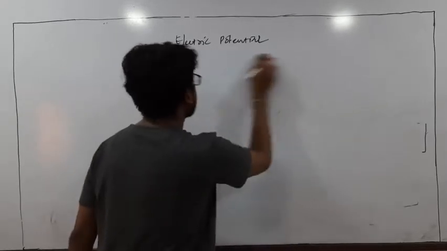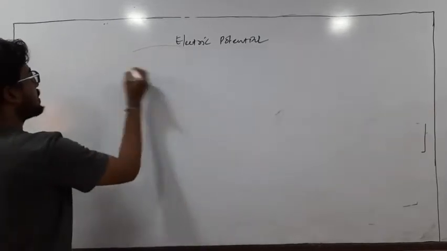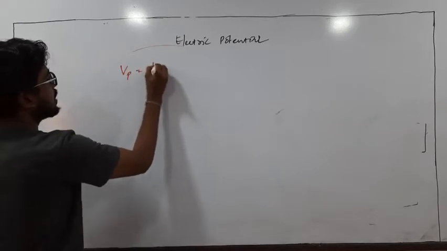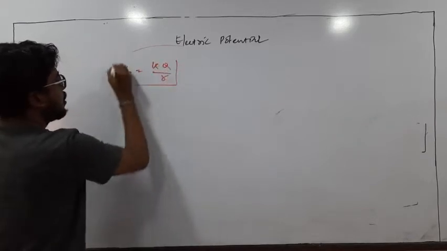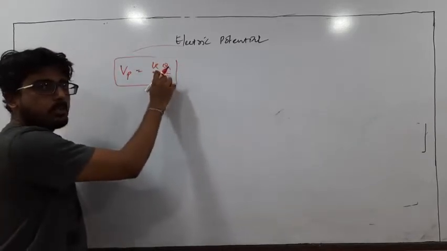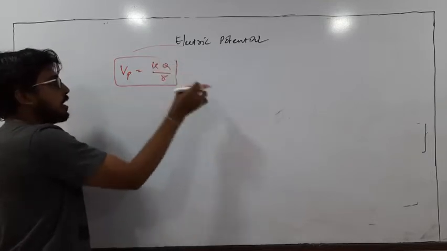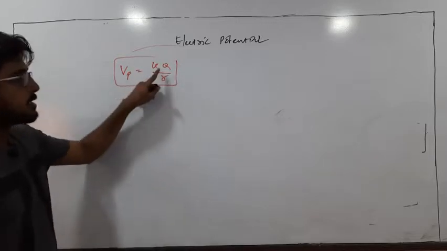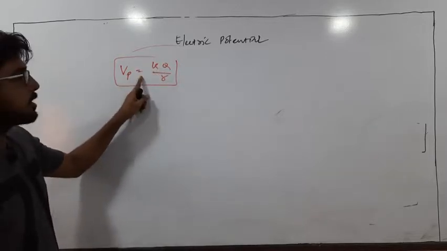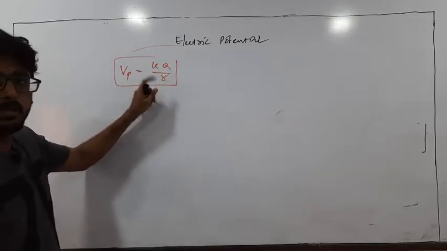Okay, so we already know for a point charge the potential is given as K Q by R, where R is the distance of the position or location where we have to find out the potential due to the source charge Q, and here Q is taken with the sign of the charge. If it is negative, the potential will be negative. If it is positive, the potential will be positive.